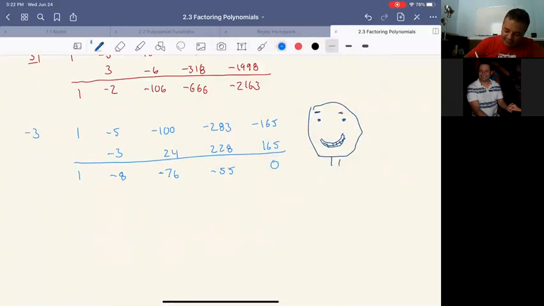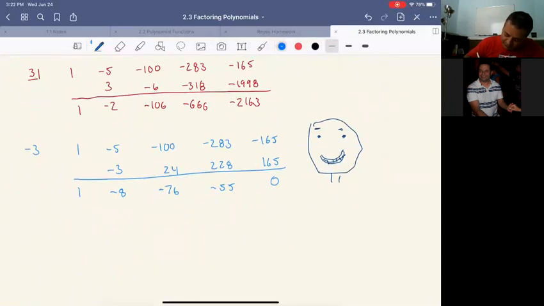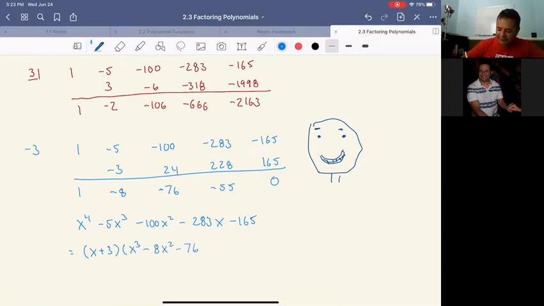That tells us that we started with x to the 4th minus 5x cubed minus 100x squared minus 283x minus 165 equals x plus 3 (let me write that 3 a little better) times x cubed minus 8x squared minus 76x minus 55. Okay, now this thing is called the depressed equation.